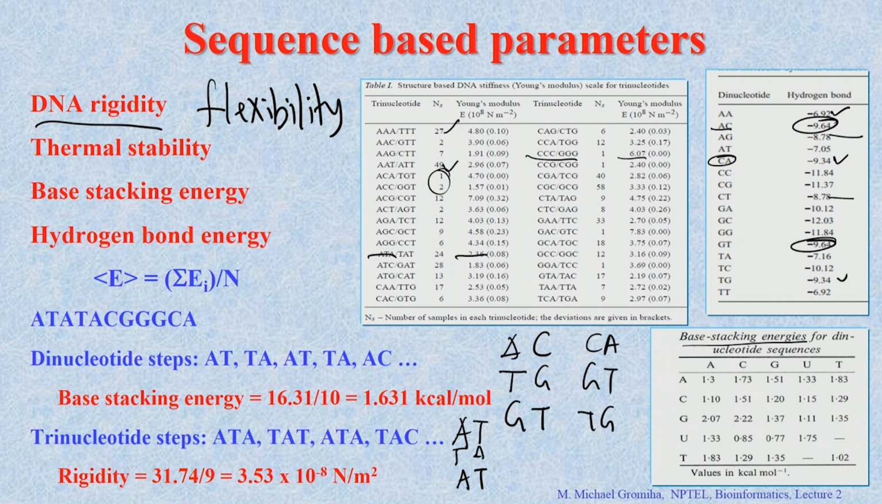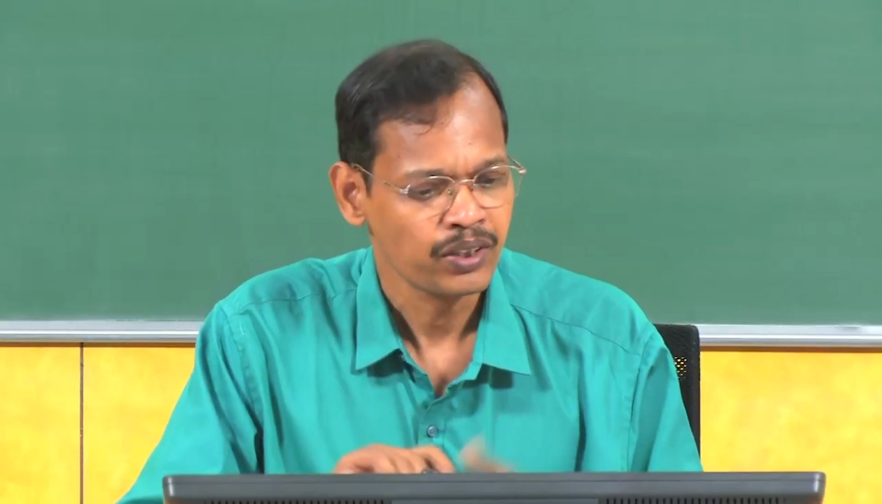Now we have these different tables, and we also have a set of values for different parameters. Next class, when we discuss databases, I will show a database which contains information regarding different values, say hydrogen bond energy, the melting temperature and so on.